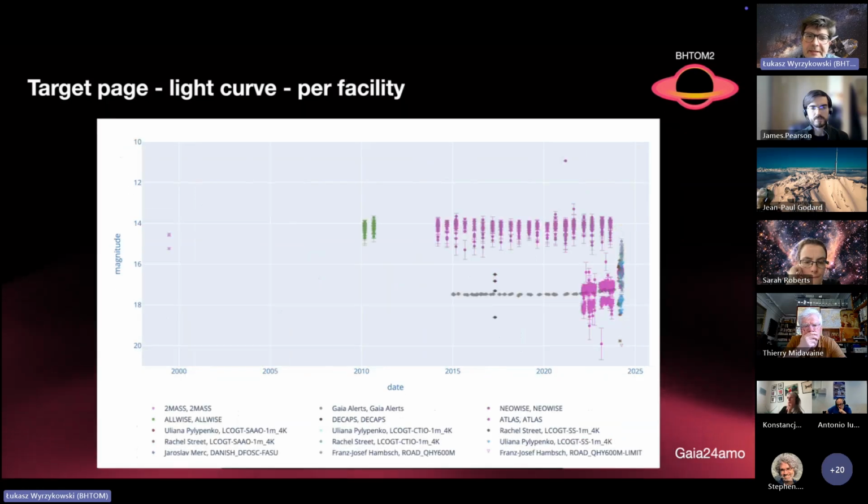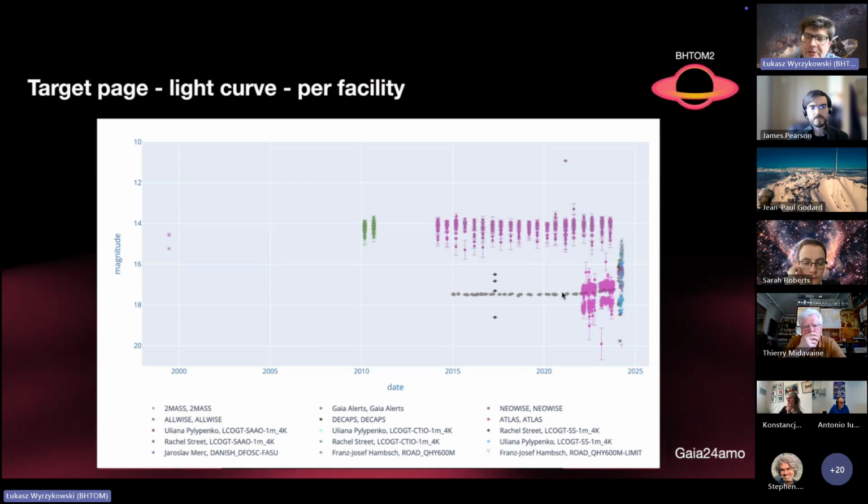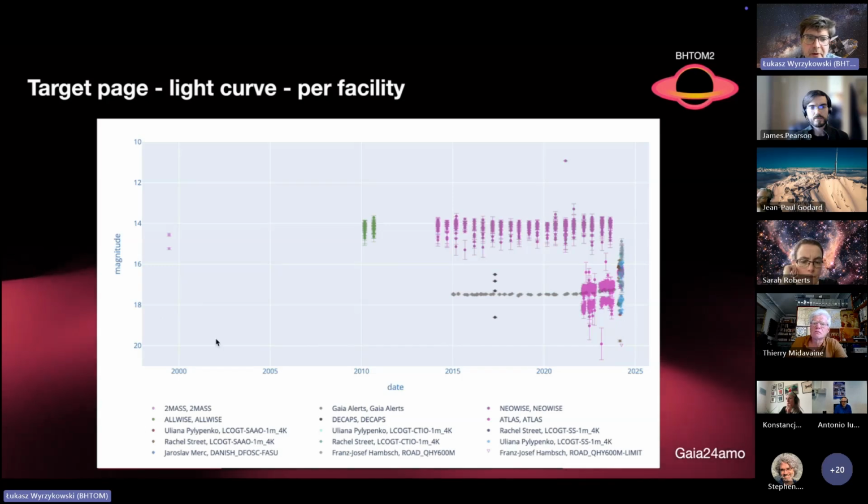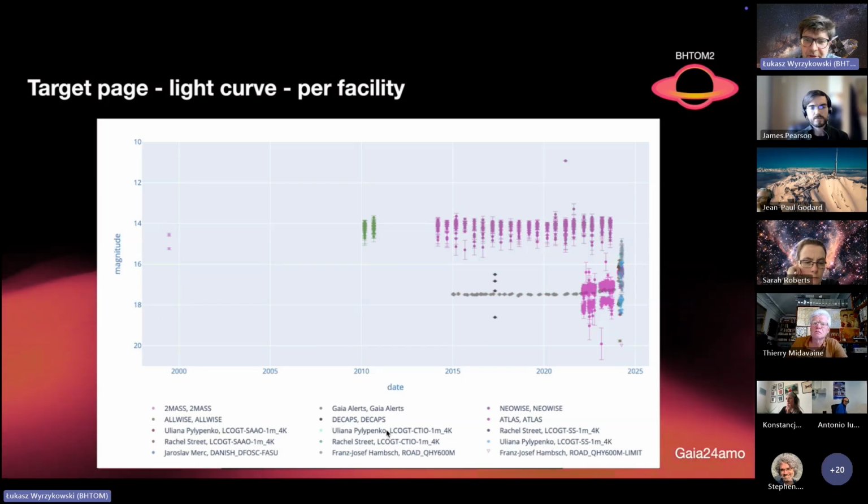Then below that, there is a different way of displaying the light curve. It's per facility. So we want to distinguish which data comes from which program, which archive, but also which user. So here you see that we color-coded each observatory, each user with a different color. So you see, there is Uliana using 2 telescopes, for example, and she has 2 different colors. There is a Danish telescope from Yaroslav, for example.